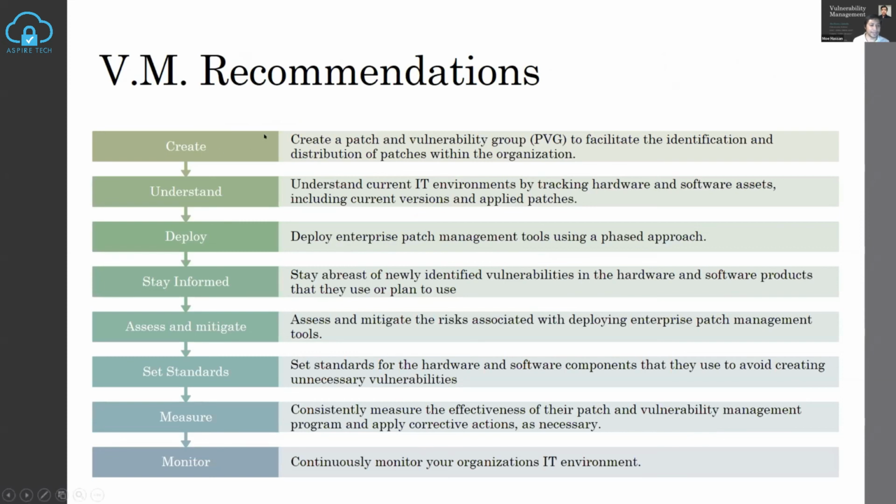Thank you. So these are the steps that you can follow to start this program. Create a plan, understand your environment, deploy it, keep yourself up to date, and then once you get the report, you want to assess and mitigate those vulnerabilities, set standards, and continuously monitor, right? So that's very important.